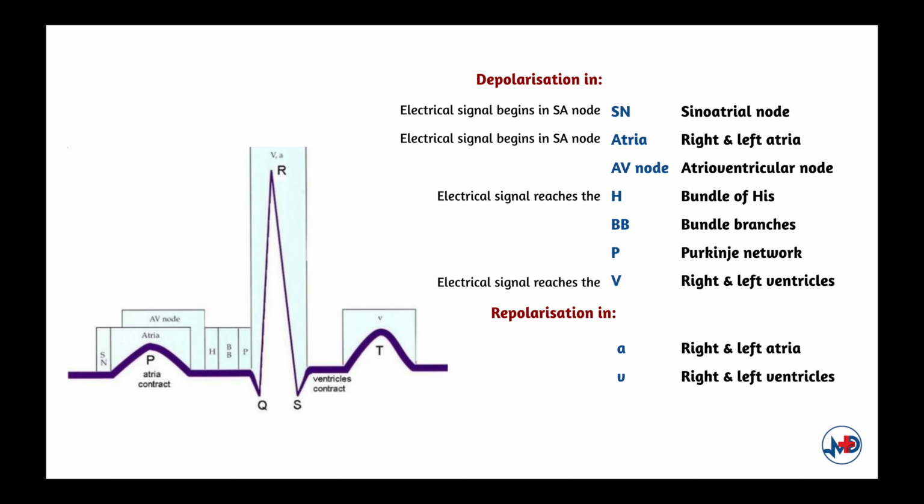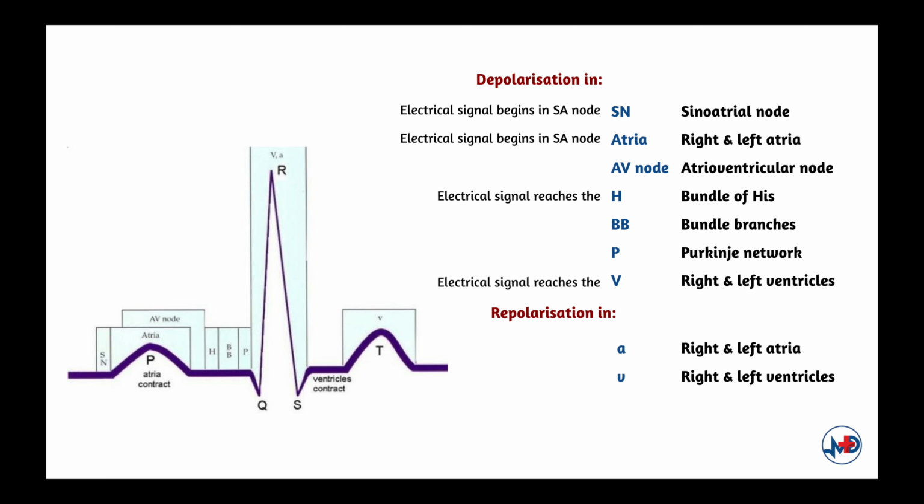Subsequently, there will be an overlap during atrial contraction where the electrical impulse moves towards the AV node, or the atrioventricular node, and then it moves on to the bundle of His, the bundle branches, and it reaches the Purkinje network. That makes the PR interval.